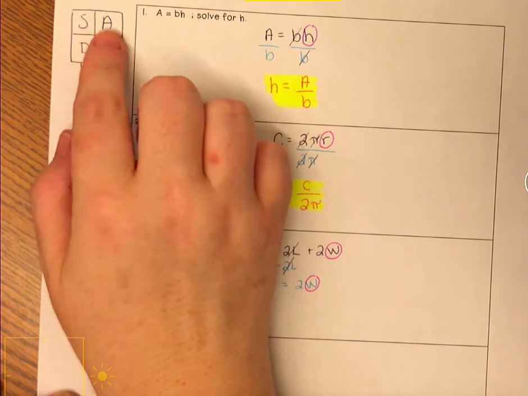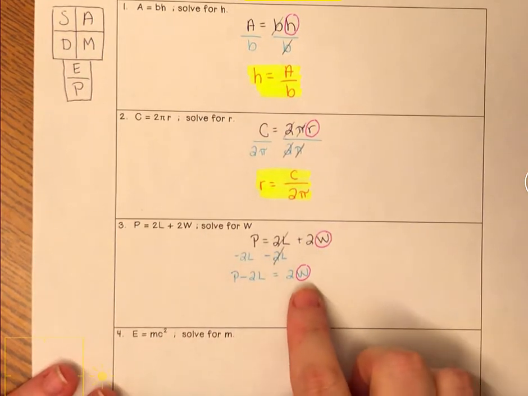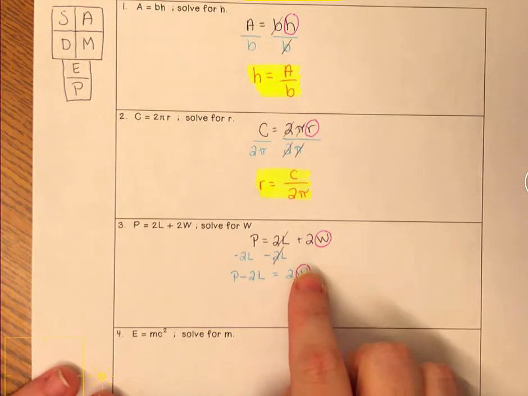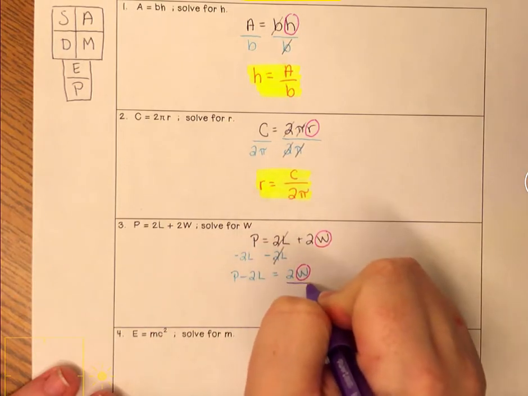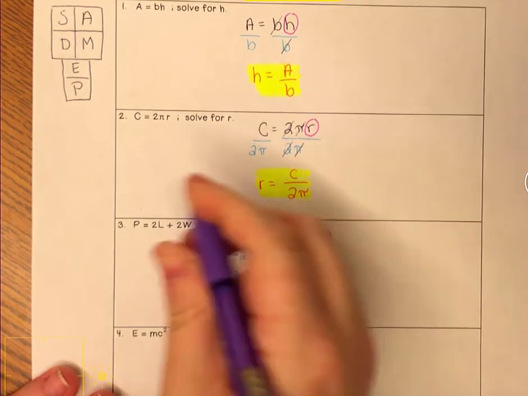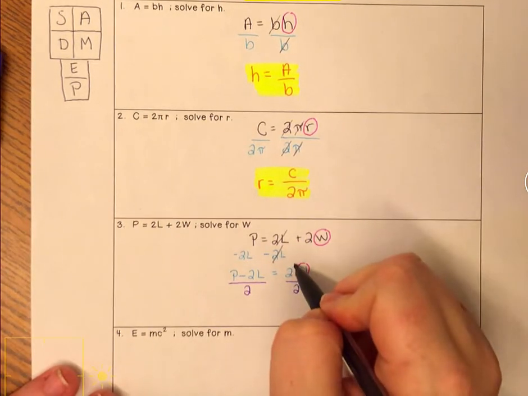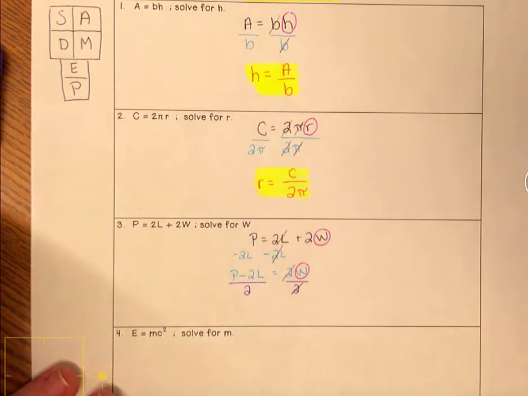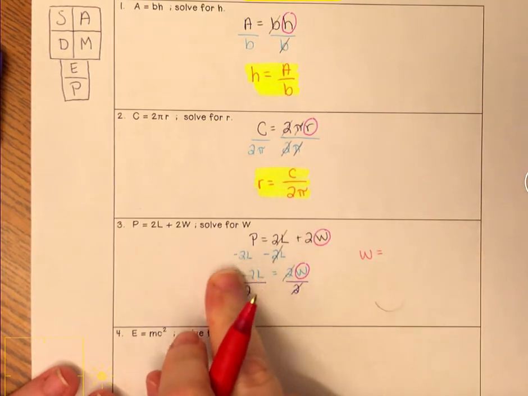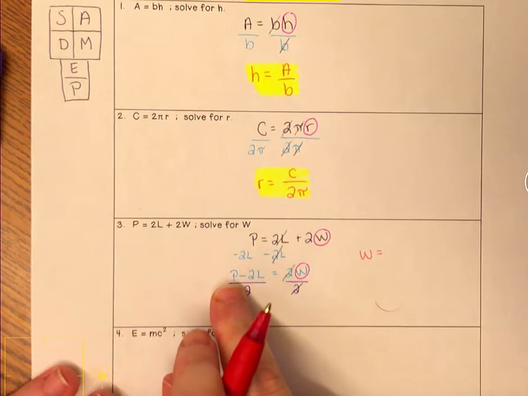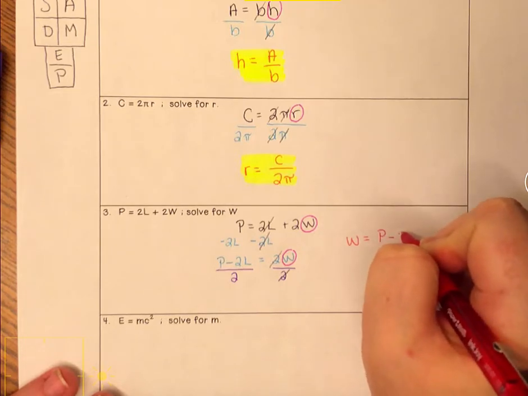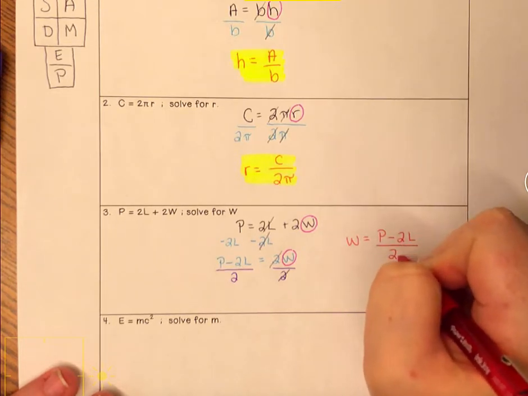Now that I've added and subtracted away, I need to go to multiply and divide. My 2 is still attached to the W through multiplication, so I need to do the inverse, which is division. So I need to divide everything by 2, and that means everything. When I divide by 2, these 2's will go away, and now my W will be completely alone. So I can say that W equals P minus 2L, all of that over 2. That's why it's important to know that we're dividing everything.